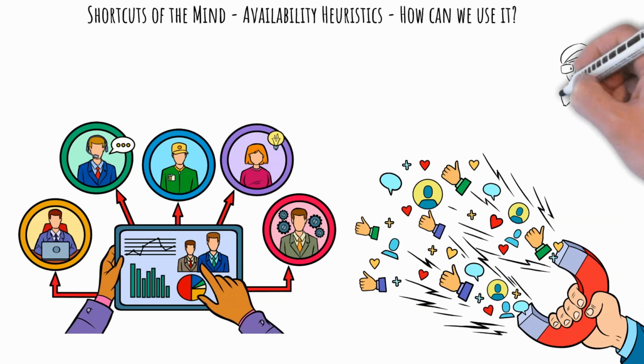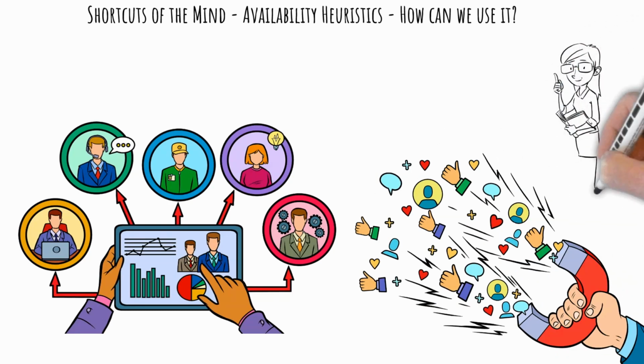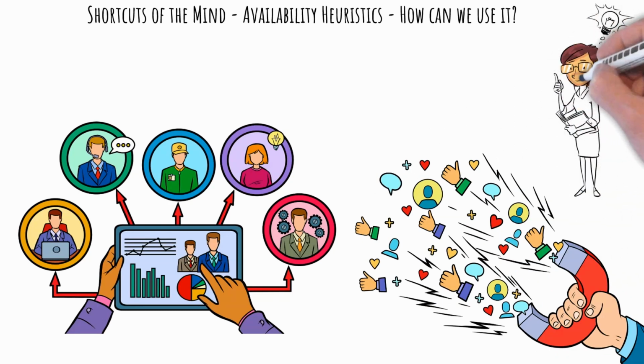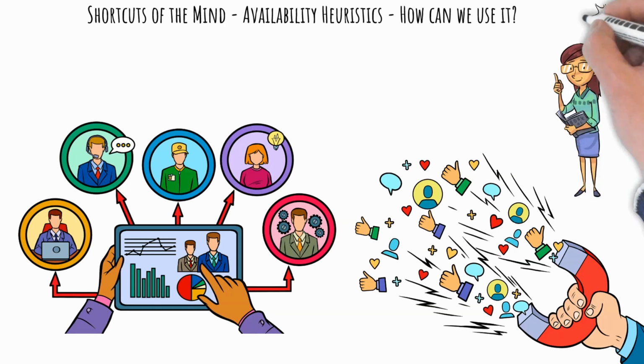We can also choose the message we show a person and thereby influence their perception of the world, opinions and mood. This can be done, unfortunately, in both positive and negative ways.